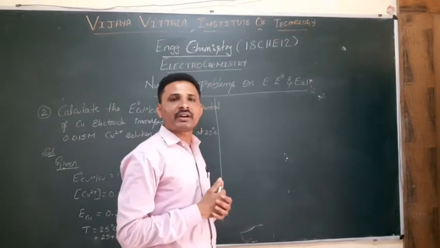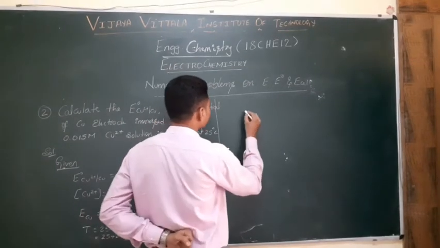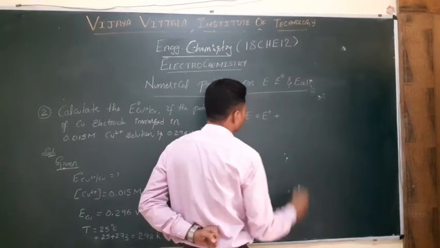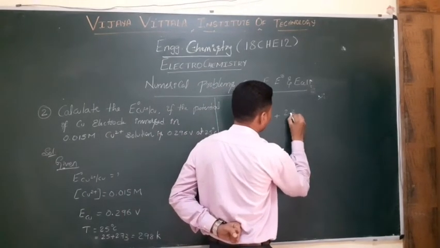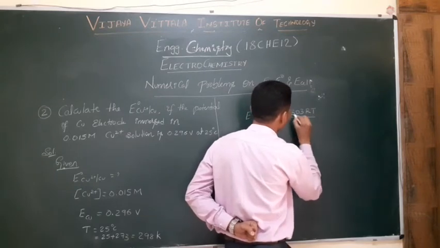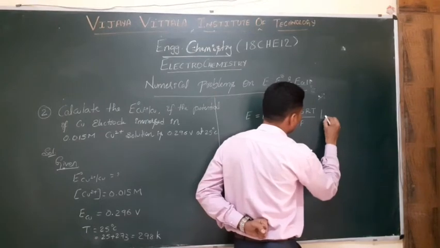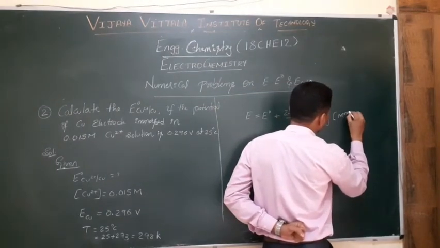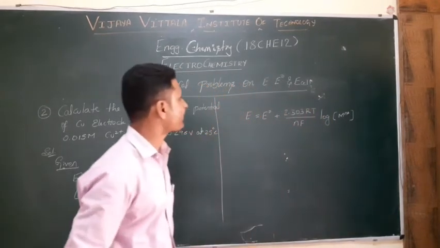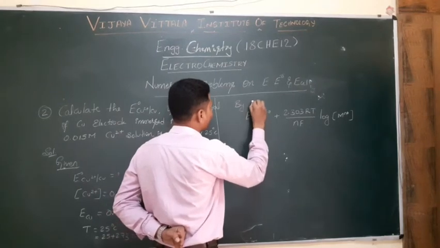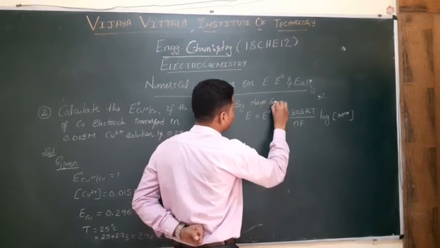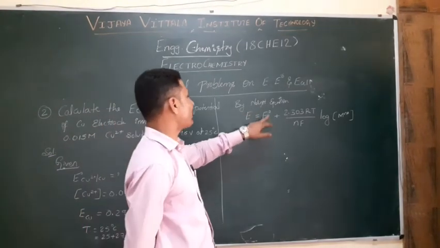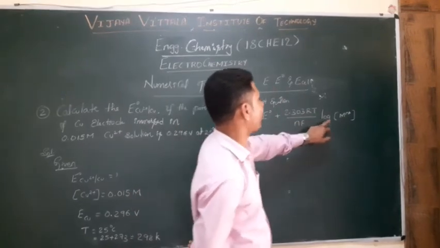Applying the Nernst equation for single electrode potential: E is equal to E naught plus 2.303 RT by nF into log of M n plus, the metal ion species. So this is the equation by Nernst. Using the Nernst equation, we can write it as E is equal to E naught plus 2.303 RT by nF into log M n plus.